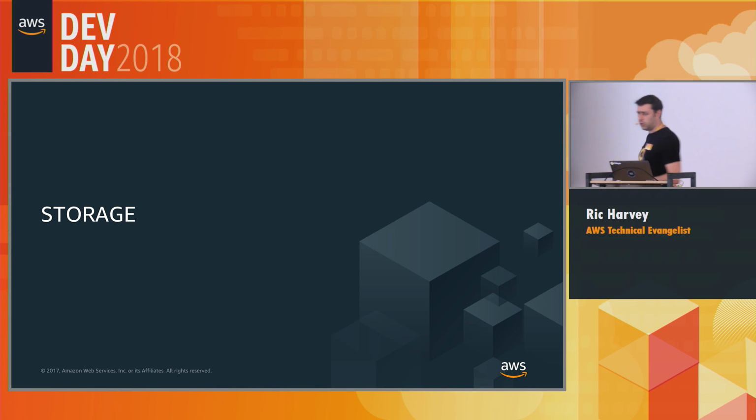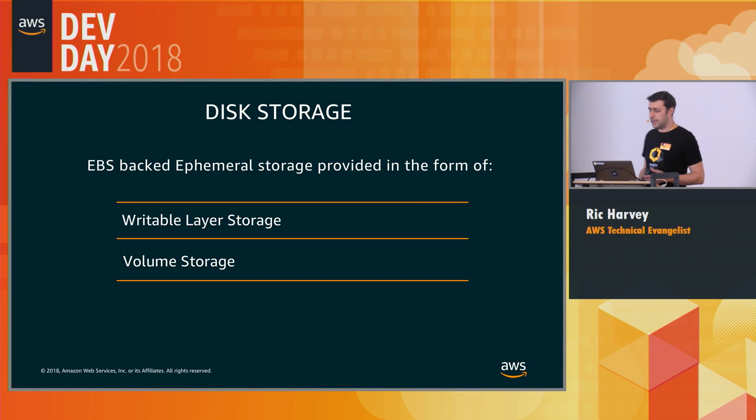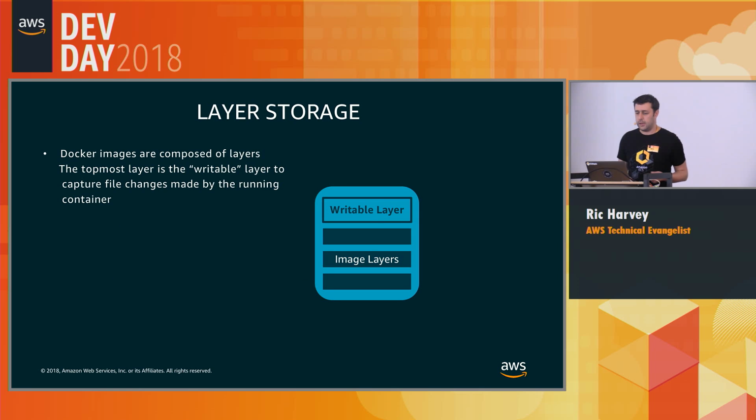So let's talk about storage quickly. I'm not going to use any storage in my demo, but let's talk about it very quickly. We've got the ephemeral EBS-backed storage, and that's provided in the form of writable layers for storage, and you can have volume storage as well. You could attach an EBS volume directly to your container. So the layered storage, if you know how Docker containers work, which is going to be covered in the next session, you'll see how this works in that.